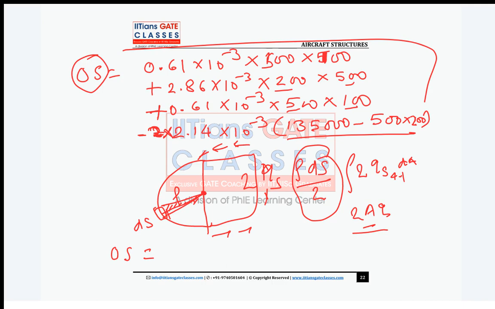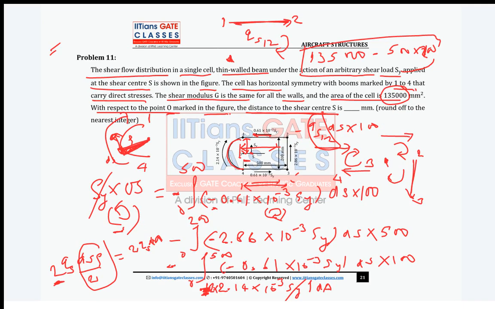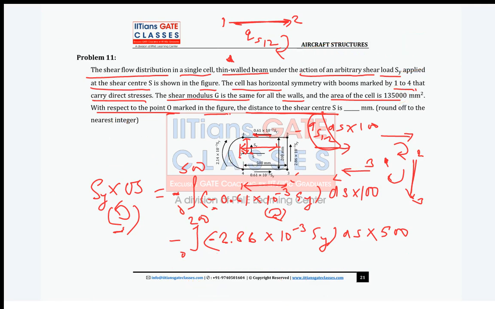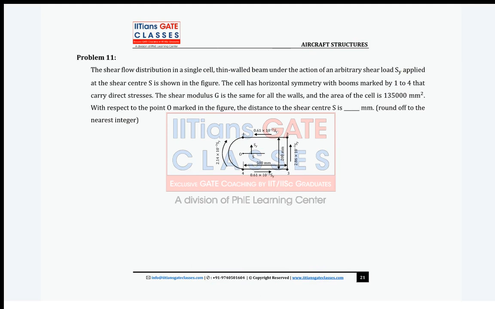Why was I going now? I'll erase everything and tell you how to do these questions quickly. So I was going through 4 to 3, right? Why? Because my shear flow is in the 4 to 3 direction. So about the point it was giving me what? Anti-clockwise. Yeah, 197 is the correct answer.